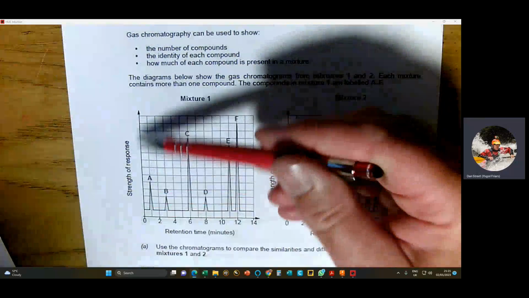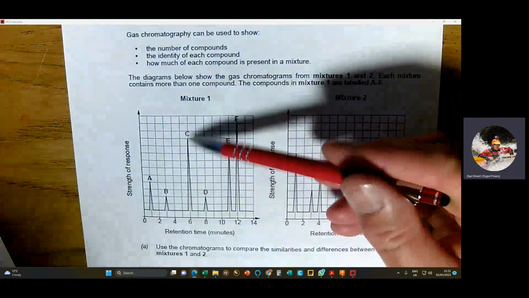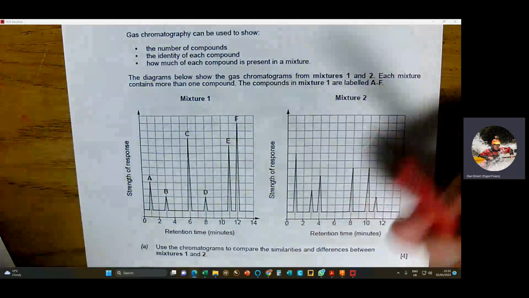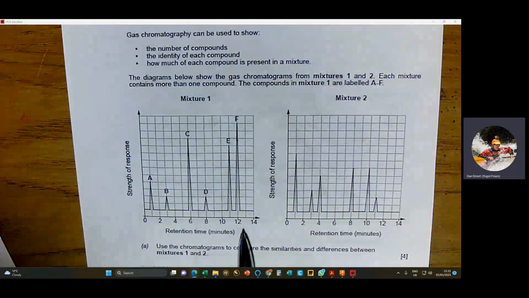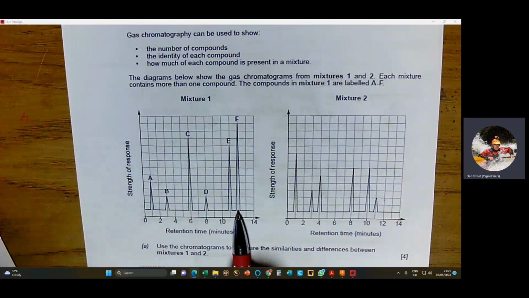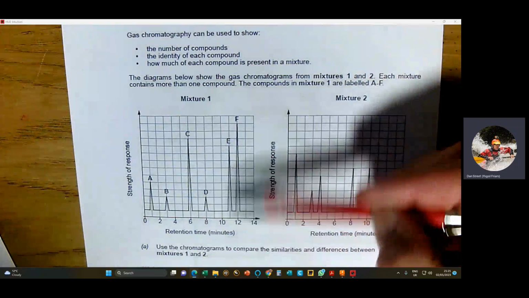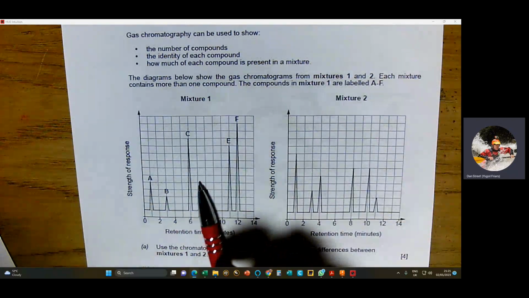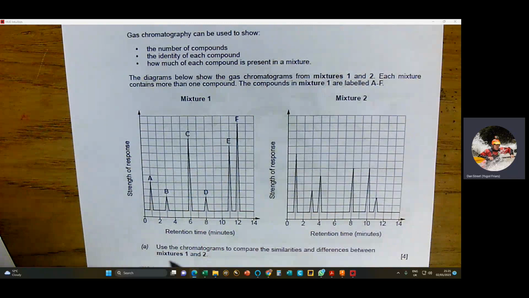We've also got the strength of the signal, which is the height of the peak, and then we've got a number of different peaks. The retention time is characteristic of the chemical. In other words, however long it takes each peak to come out of the machine and be detected tells us the identity of the chemical, if we know what we're looking for. The height of each peak tells us how much of those chemicals are present in the mixture. We can use that information to compare these two mixtures. So the question asks us to use the chromatograms to compare the similarities and differences between mixtures 1 and 2.